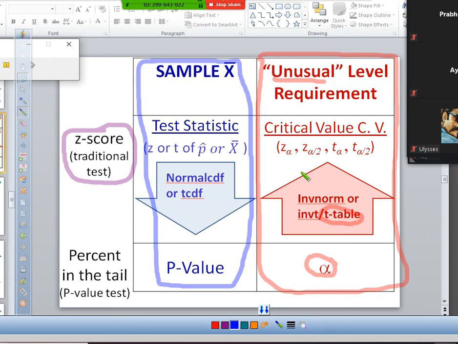So you can either compare z-scores, in other words, compare the test stat to your critical value and see which one's further away from the mean, or you could compare percents in the tail, probabilities, right? So if it's equal to or less than alpha, then it's unusual. If it's not, then it's not unusual. So you could take your p-value and compare that to alpha. And that's the second way of doing it.